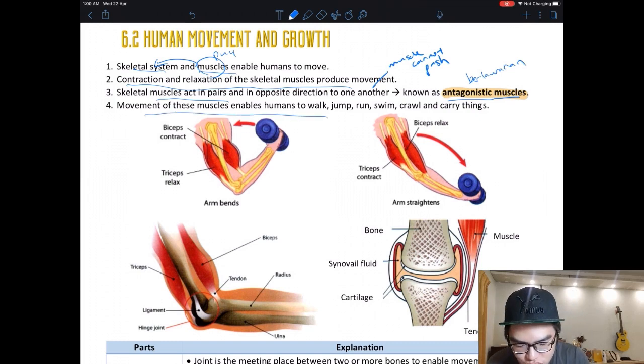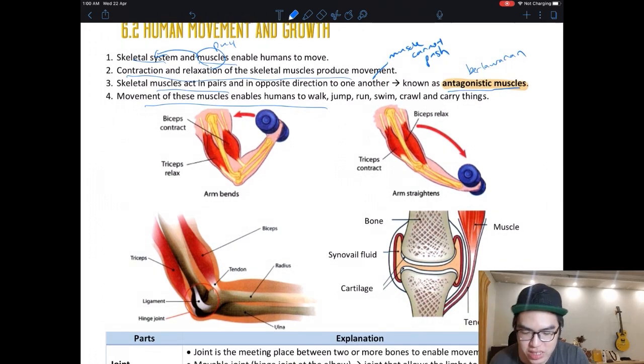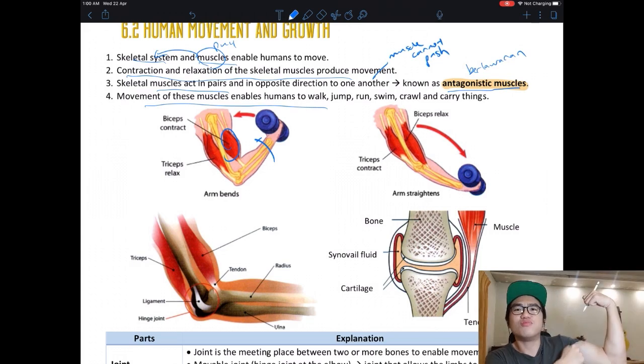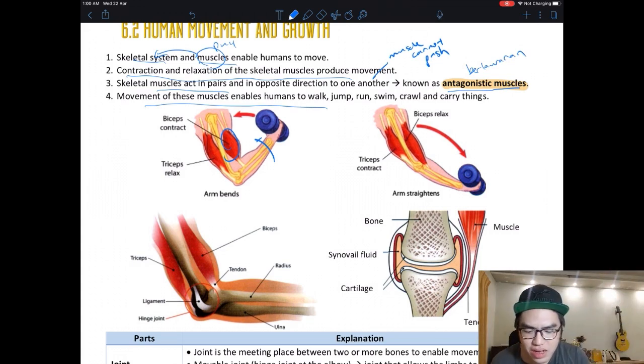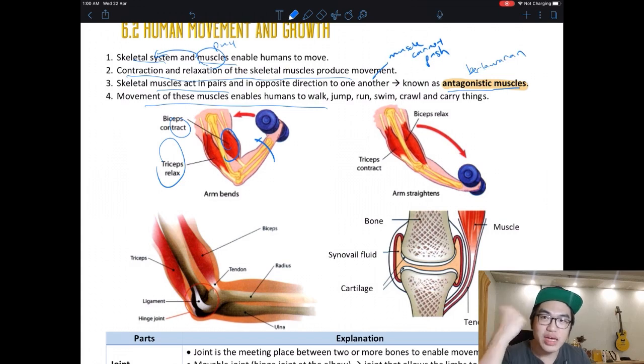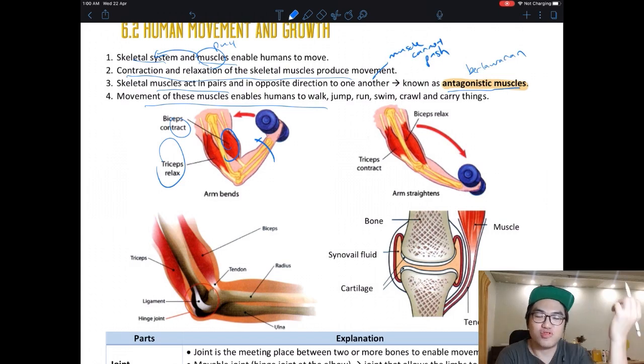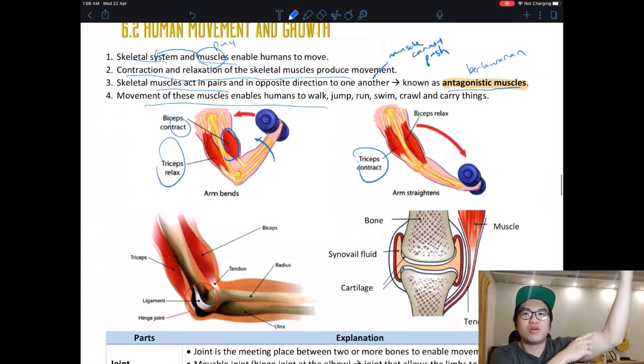That's why when you move your arm upward, your bicep will contract. Why is it called bicep? Because you have two muscles here. Why is it called tricep here? Because you have three muscles here. So this will relax, this will contract to pull it up. When going the other way, this tricep will contract and shorten. The bicep will relax and become longer, and it will extend your arm like that.